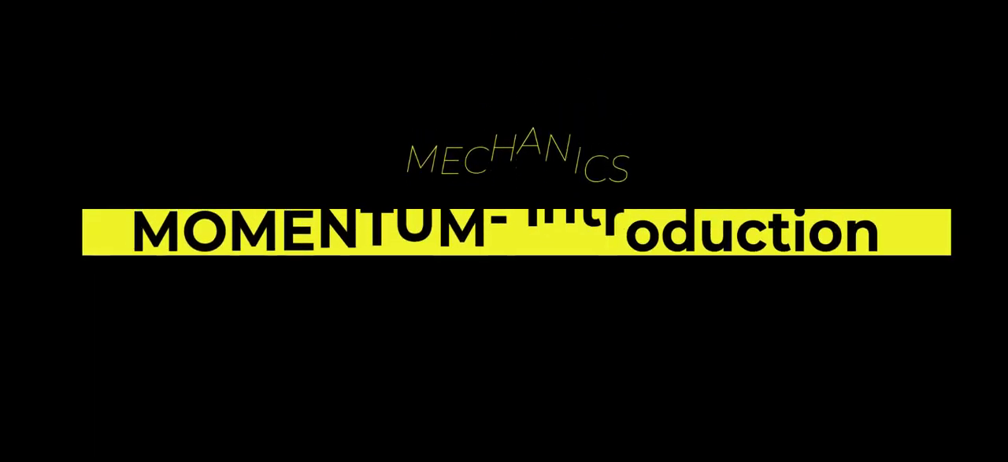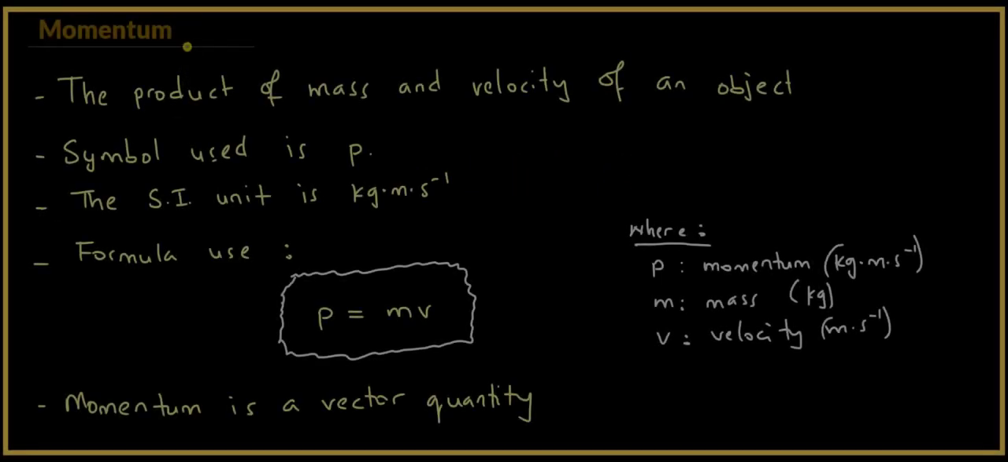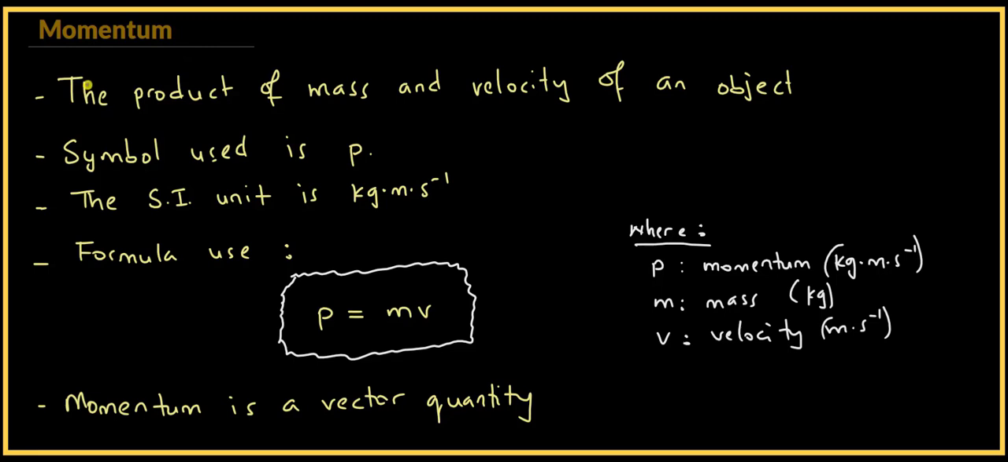Our first topic for this year is called momentum. Momentum has been defined as the product of mass and velocity. So product simply means multiplication, mass and velocity. So for us to find the momentum of an object, we must multiply the mass of that object and its velocity.